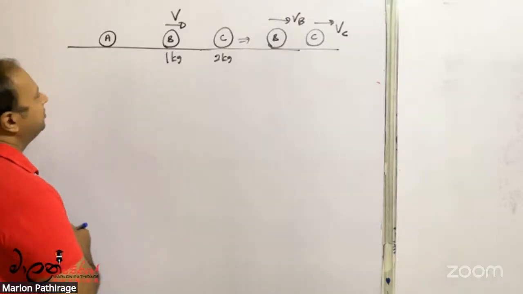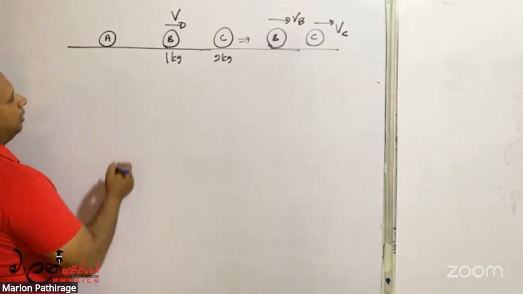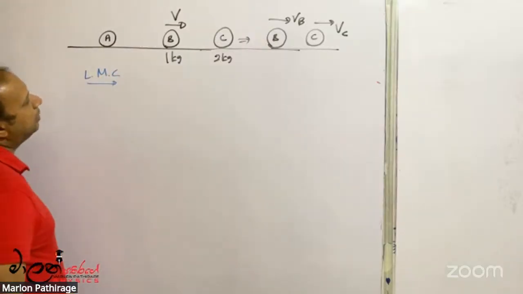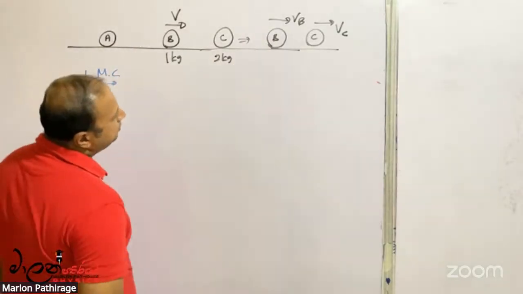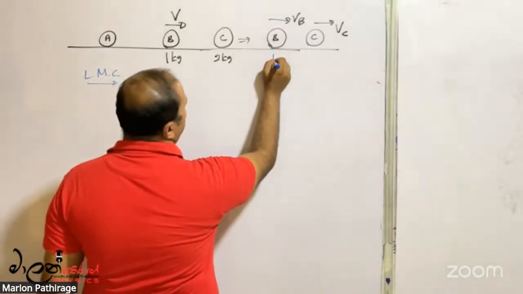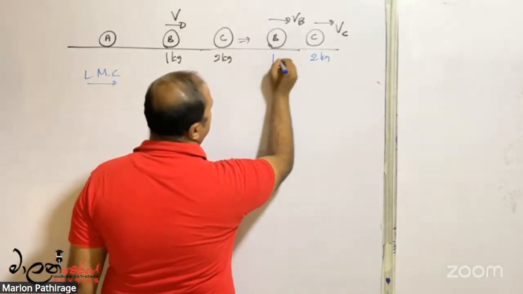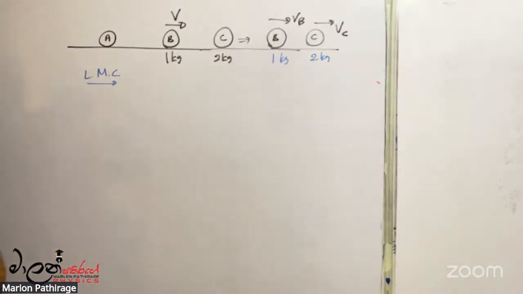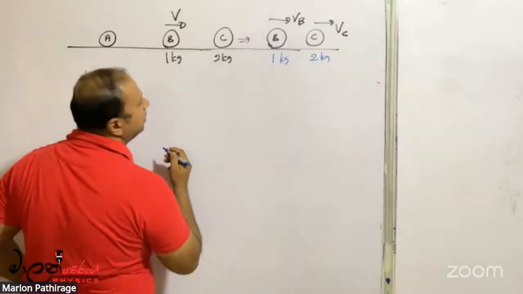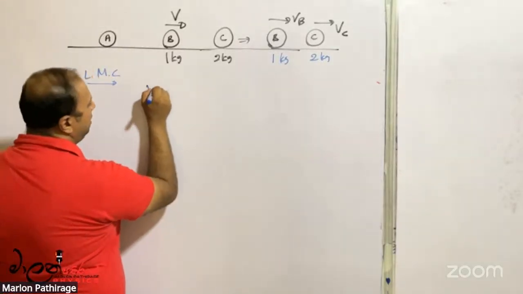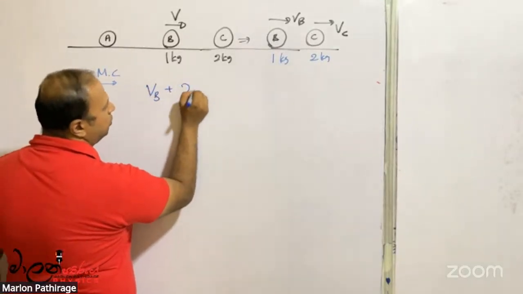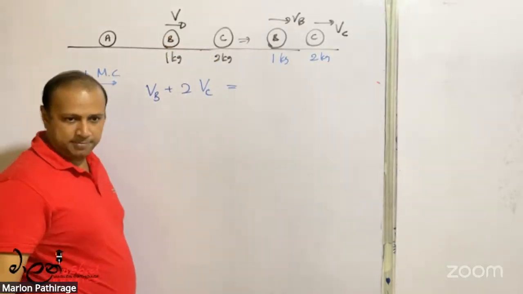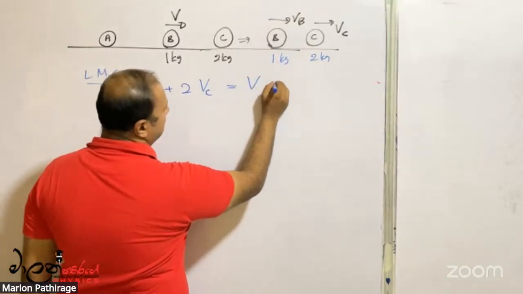Okay, look. If I apply linear momentum conservation to this side, here put 1 kg, here 2 kg. Therefore, final momentum is VB plus 2VC. Initial momentum is V. That is number 1.